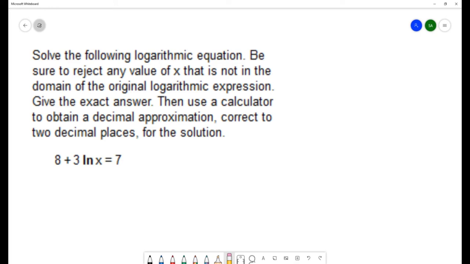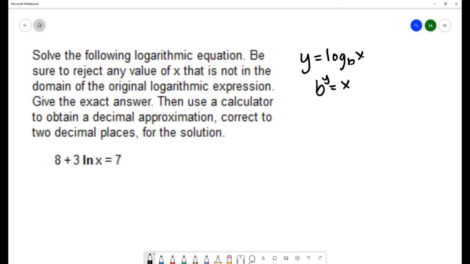So in this example, I'm noticing that I have log on one side of the equation. So I'm going to use the method of converting. When we have the format of y equals log base b of x, I can convert that to an exponential using the definition, and that would be b to the y equals x.